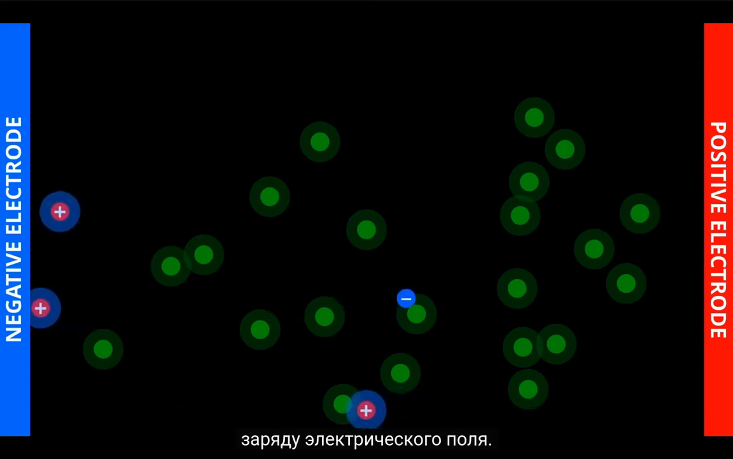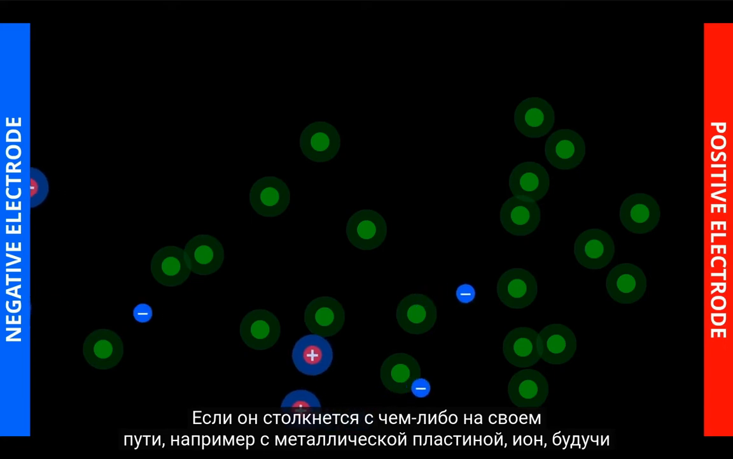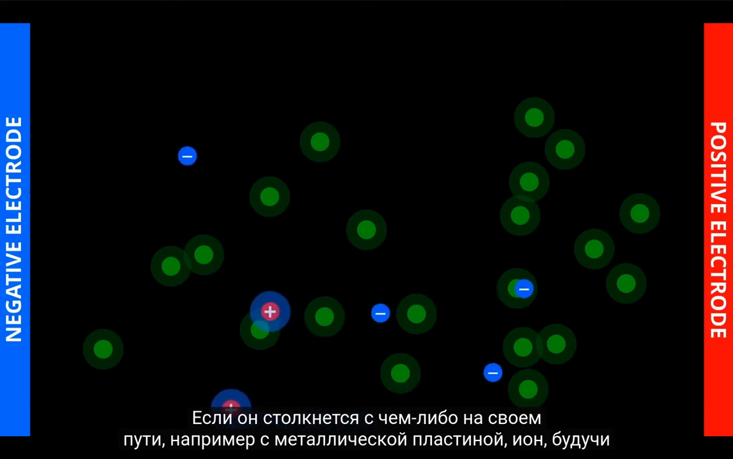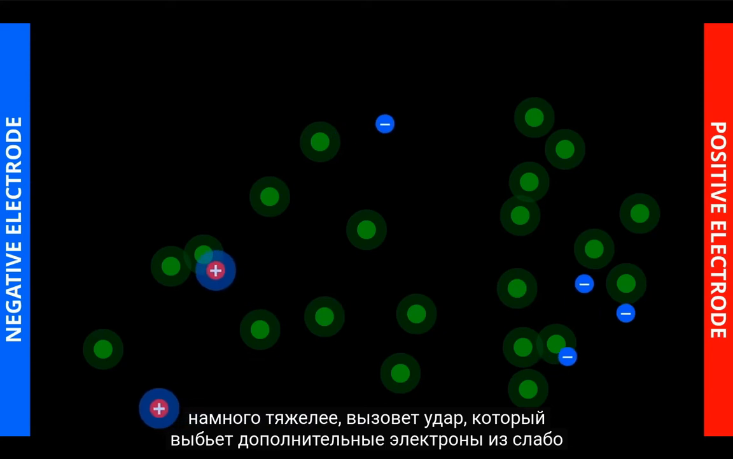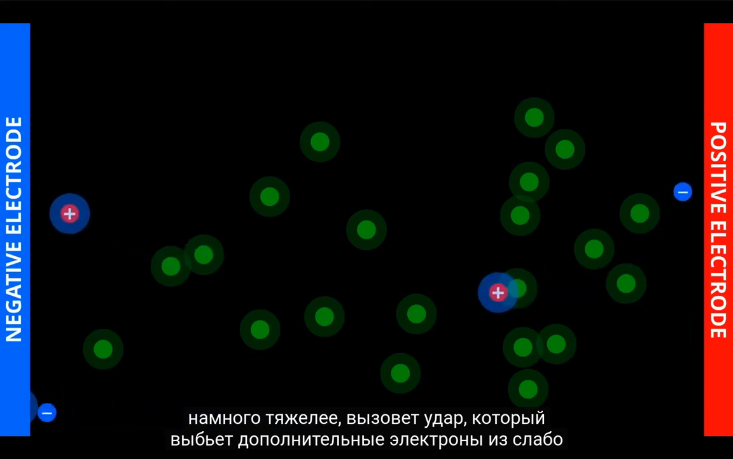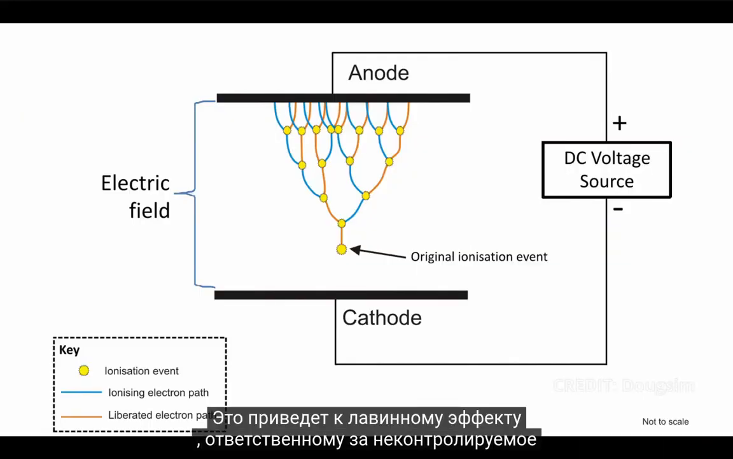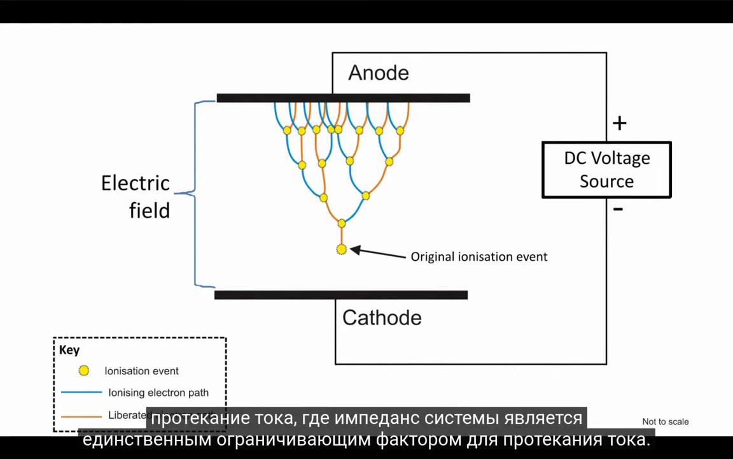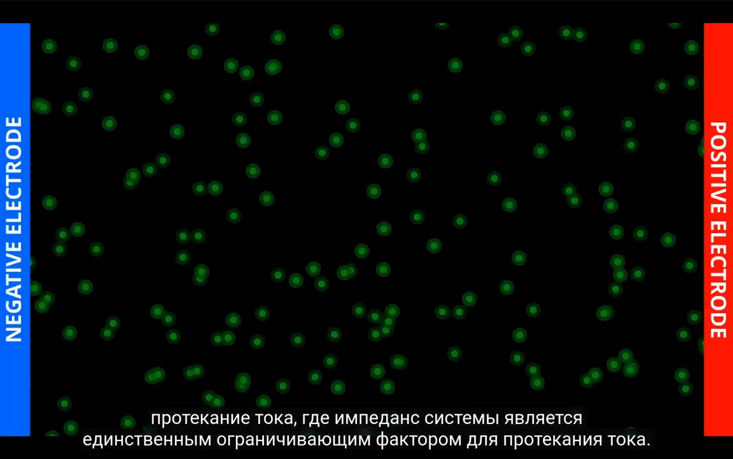field. If it should collide with anything along its path, such as the metal plate, the ion, being much heavier, will cause an impact that will dislodge further electrons from the weakly bound structure. This will result in an avalanche effect that is responsible for the uncontrolled current flow, where the system's impedance is the only limiting factor for the current flow.